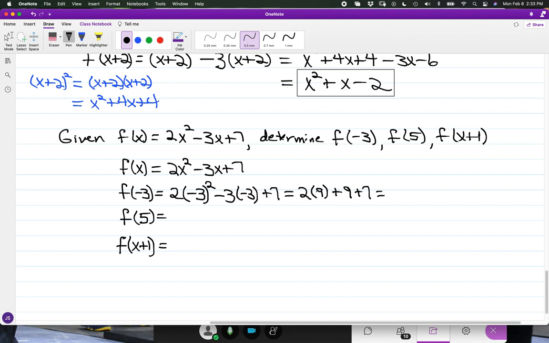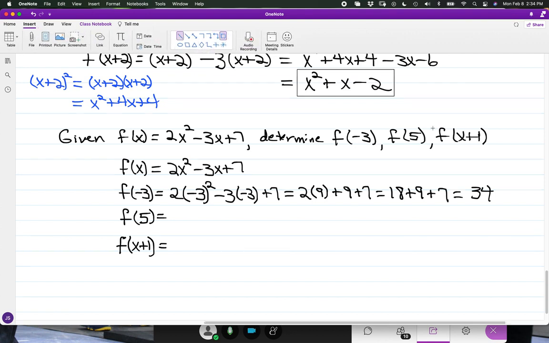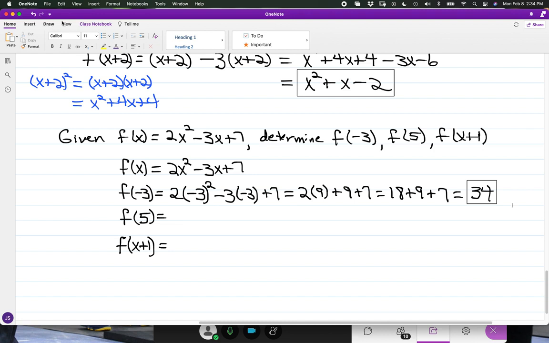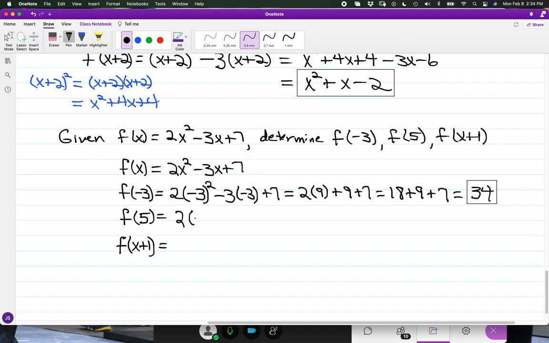And in following through, you have 2 times 9 is 18. 18 plus 9 is 27, and 27 plus 7 comes out to 34. So whenever x is at negative 3, the corresponding y value is 34. And whenever x is at 5, so again, you have 2 times the square of 5, we have minus 3 times 5, followed by the addition of 7.